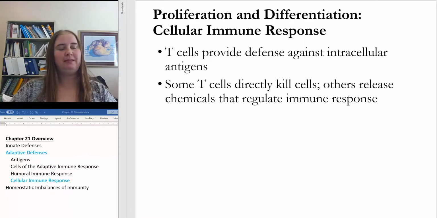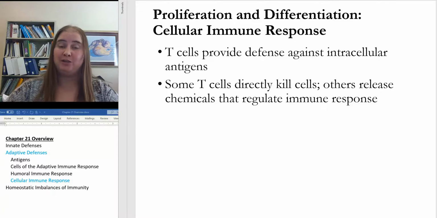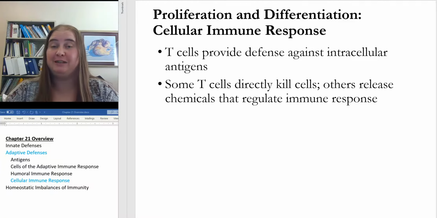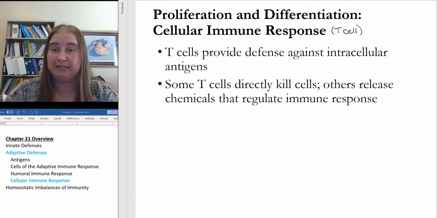Okay? So this is why I don't like how your book presents it, because none of that happens until we do what we're about to talk about right now. So what we're going to do now is look at the proliferation and differentiation process of our cellular immune response. And in this case, remember, this is our T cell population, our T lymphocyte population. So T cells will provide a defense against intracellular antigens.